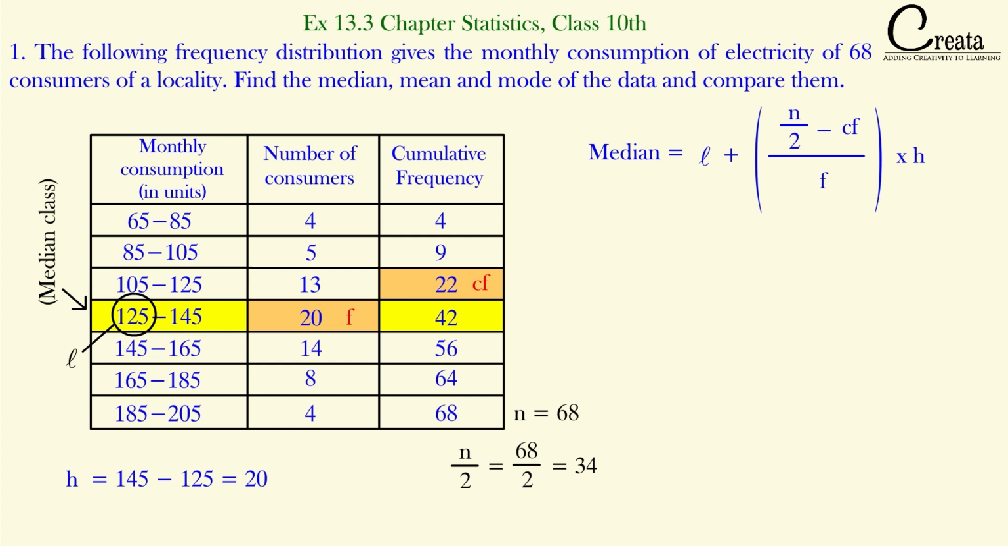We got all the components of the formula. Let's put it into the formula and solve it. On solving, we got the median as 137. Note that 137 is in the range of 125 to 145. So our understanding and the answer is correct. The median is 137. Got it? We got one part of the question.